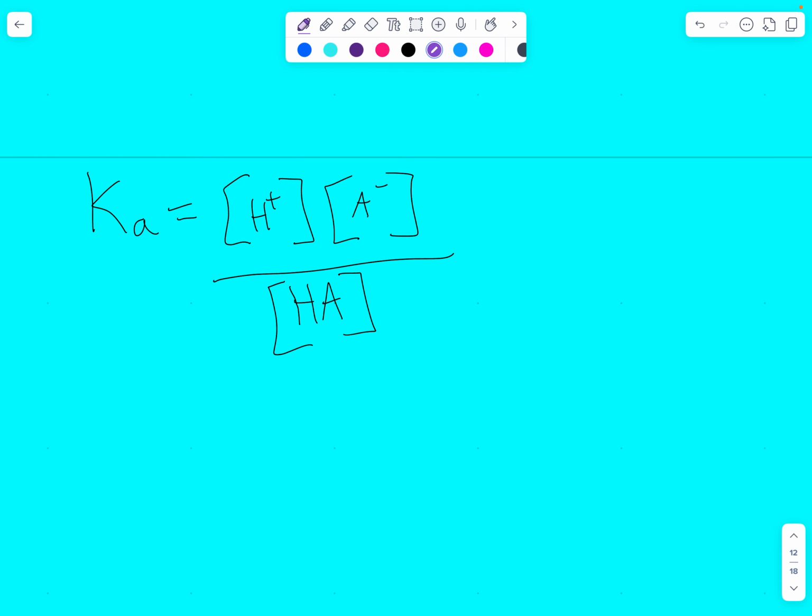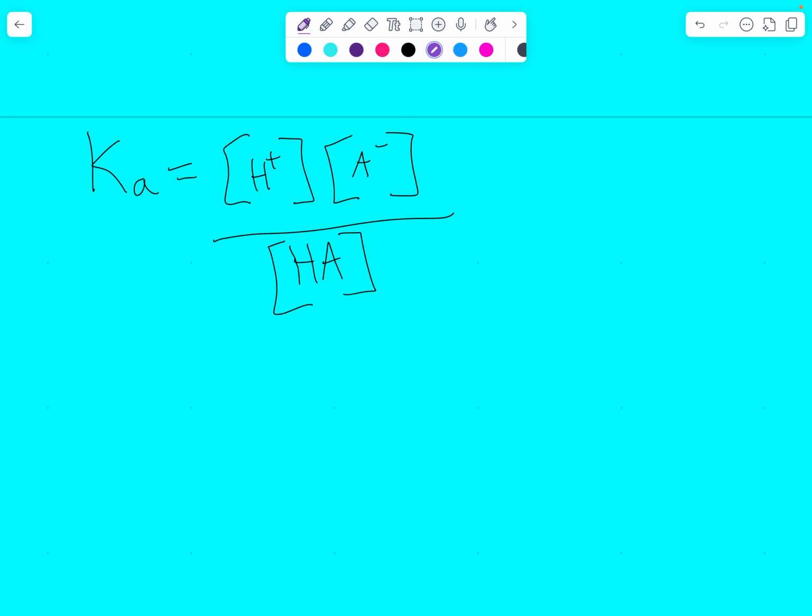Before I do, I want to give you guys this formula, and I'll explain what it means. You have Ka equals [H⁺] times [A⁻] all over [HA]. This is a formula you use when you're working with acids and conjugate bases. Let me explain what this means. Hydrogen is positively charged, which would represent acidic.